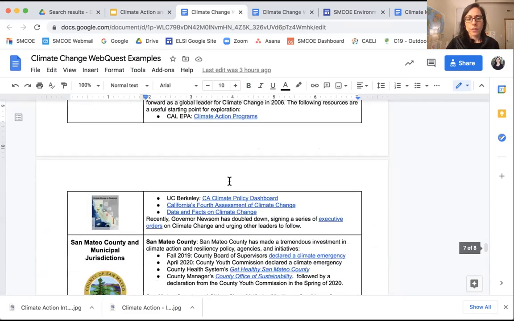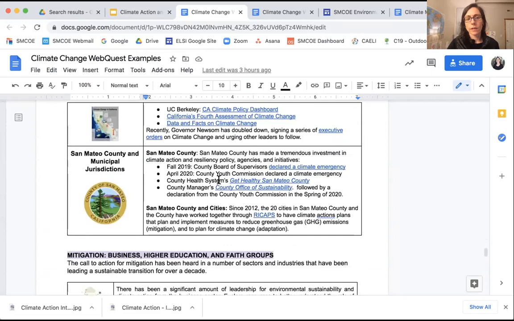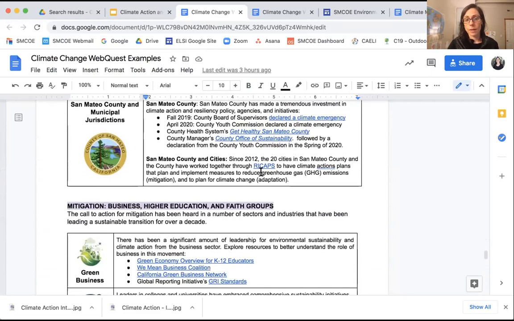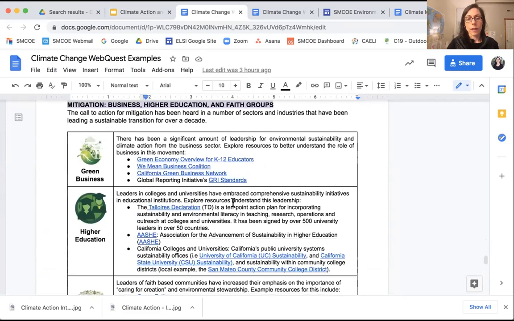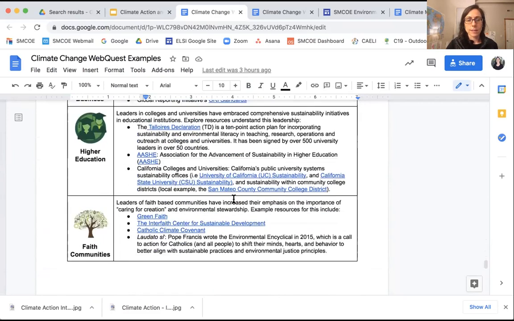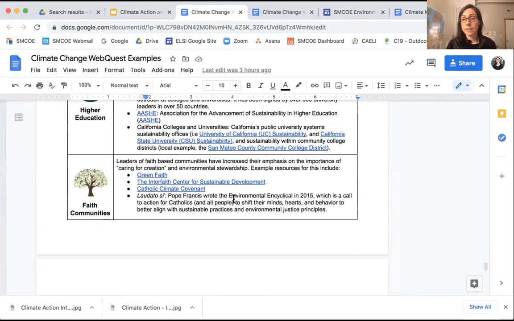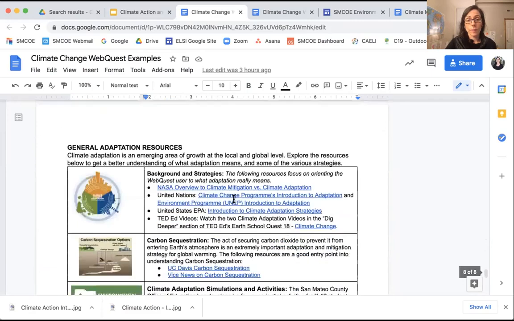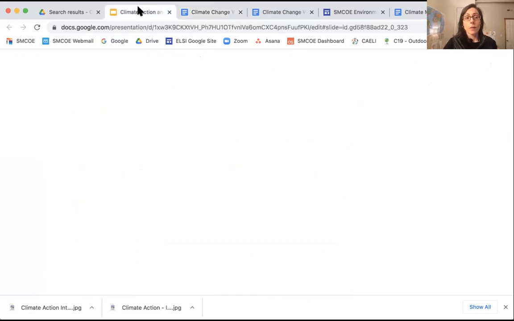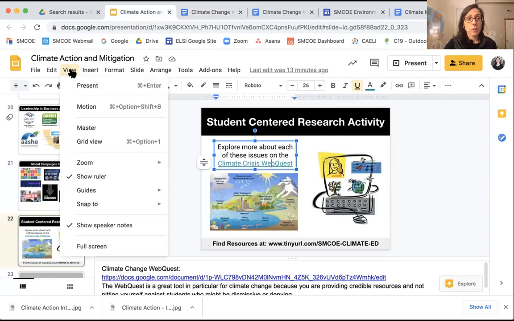And then there are other issues going on in California. If you're in San Mateo County, of course, there are resources here to better understand what's happening there. And also some of the other things that were mentioned, like business and higher ed, and also the faith communities. I didn't go in depth at all about that here, but there's a lot happening in the faith communities as well. So that is another way to get at some of the content with students.